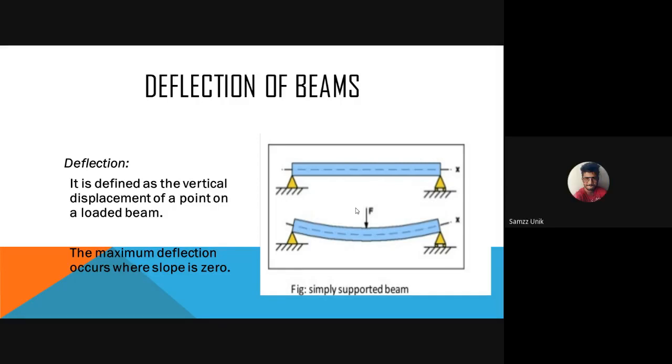The bending of a beam, sir. Bending, you mean bending? Yes, sir. I think what you're trying to tell is that because of bending, there will be some displacement which will be occurring. So that you term as deflection, okay? Correct?